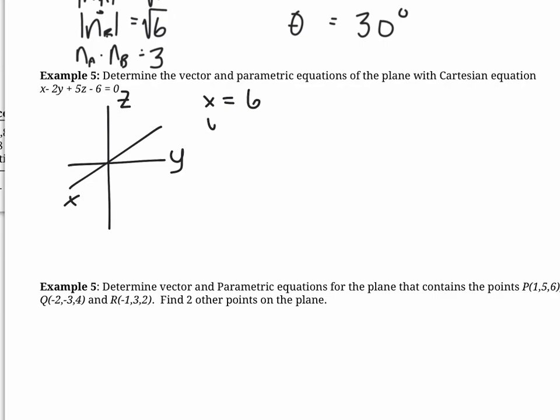The y-intercept is going to be, if I bring that 6 over to the other side, divide by negative 2, that's going to give me negative 3. And the z-intercept, if I bring that 6 over to the other side and do 6 divided by 5, it's going to be 1.2.